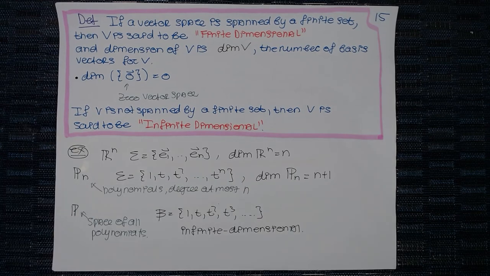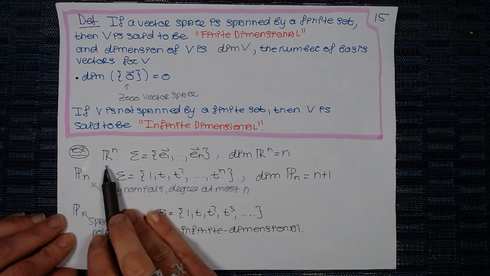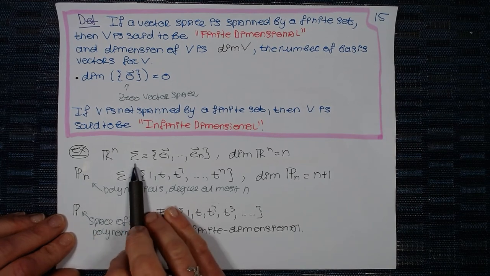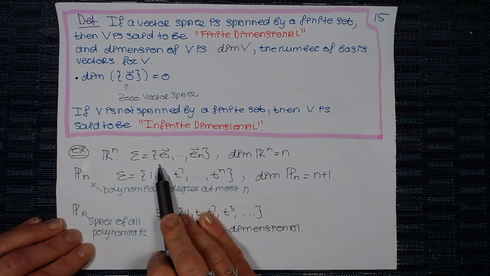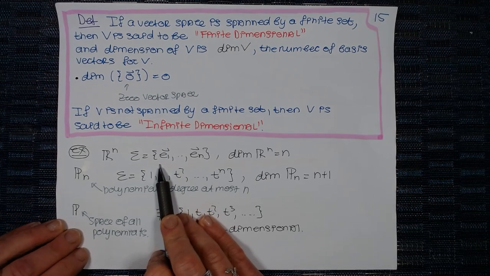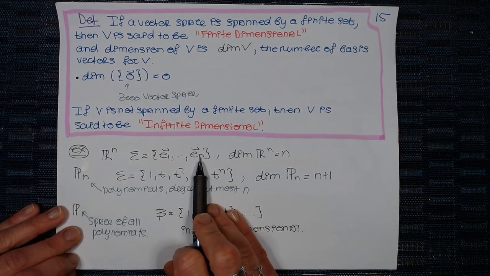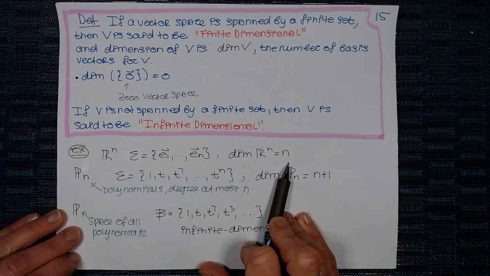Right, so we have some examples of all of those. So we've dealt with Rn. We can take the standard basis for Rn, consisting of columns of the identity matrix of dimension n by n. I have n basis vectors, so the dimension of Rn is n. So we did those examples before.